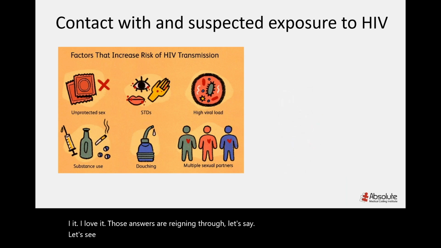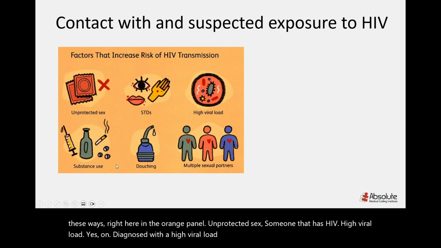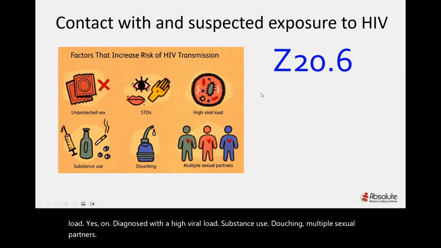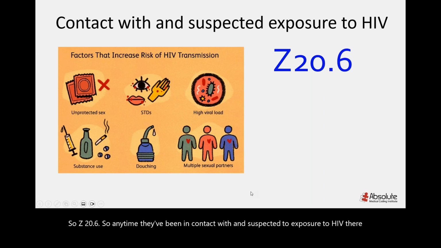Let's see. All right. So when a patient has been in contact with someone that has HIV, any of these ways right here in the orange panel, unprotected sex, someone that has HIV, high viral load. Yes, someone diagnosed with a high viral load, substance use, douching, multiple sexual partners. So Z20.6. So anytime they've been in contact with and suspected exposure to HIV, there you go.